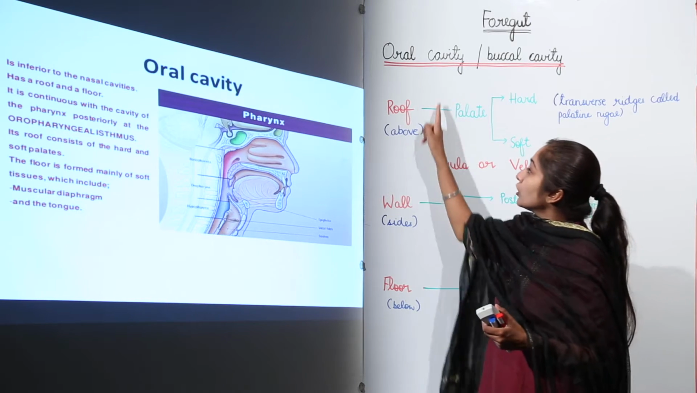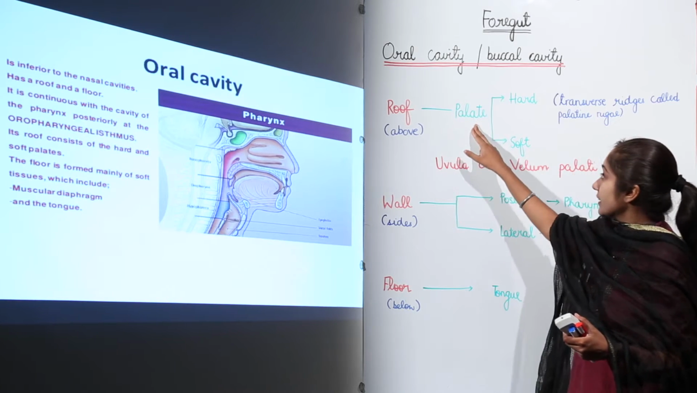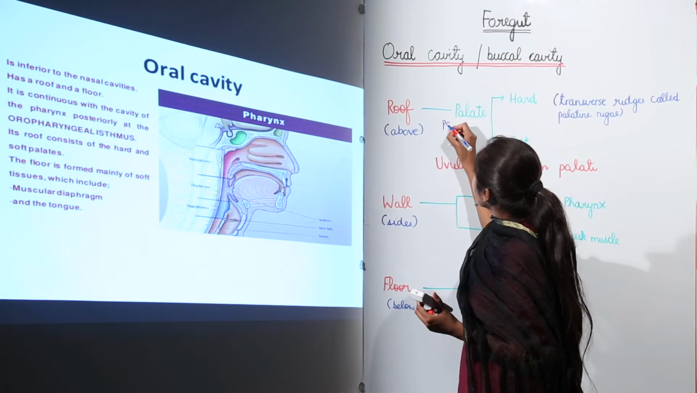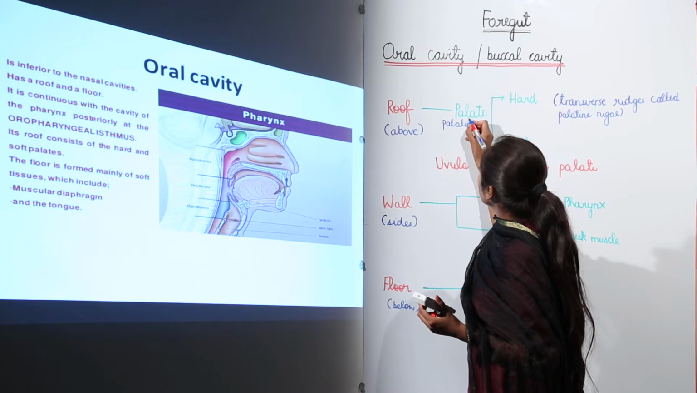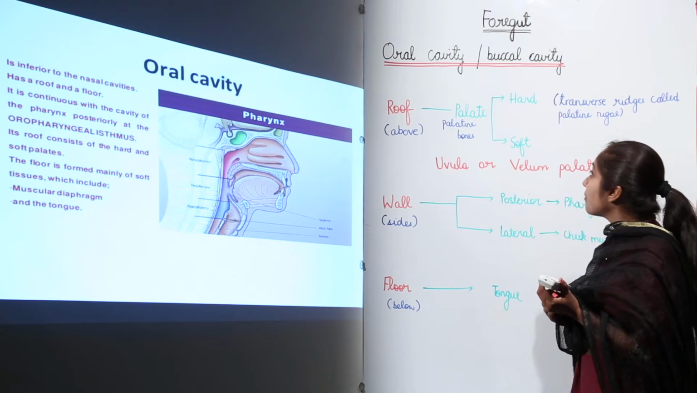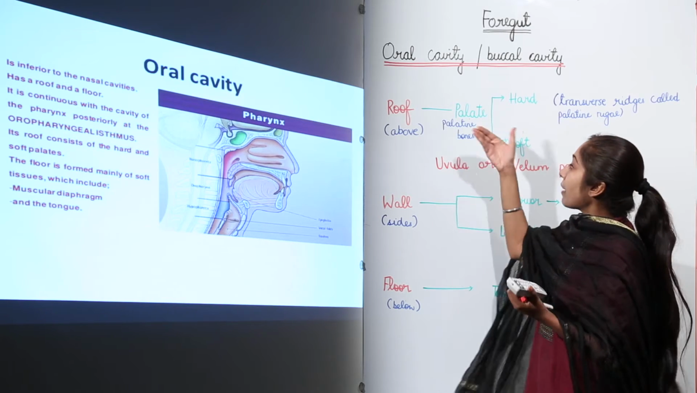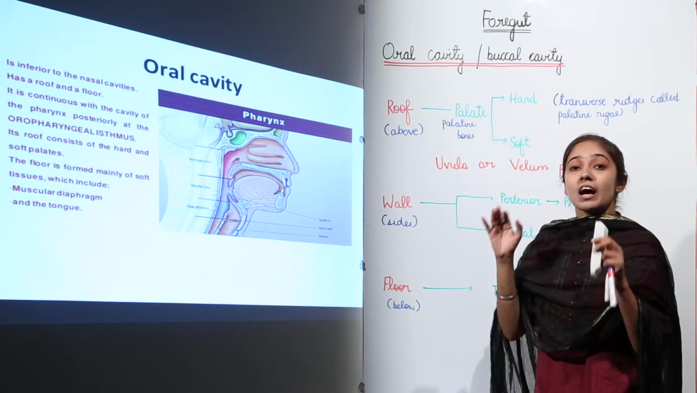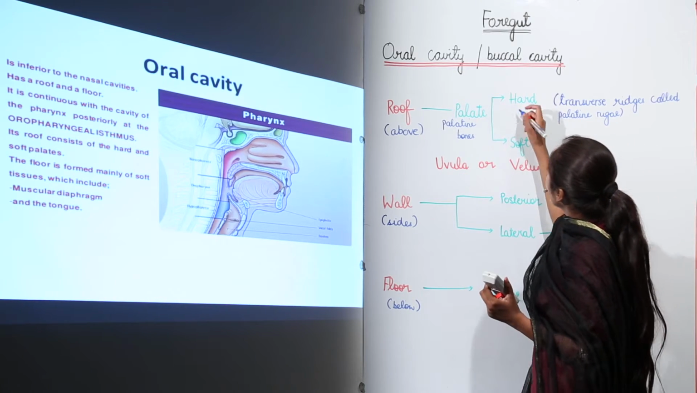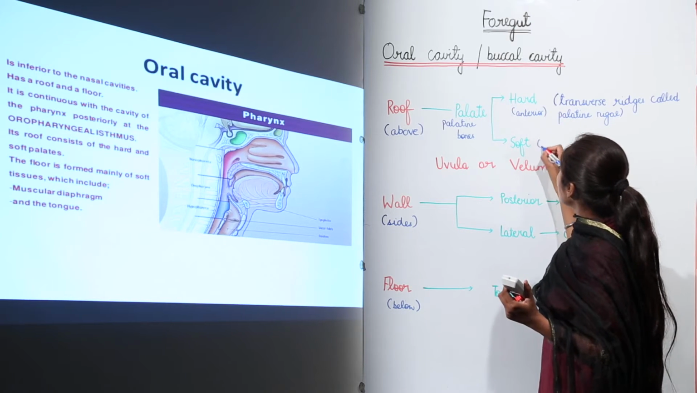Now let's talk about the roof of the buccal cavity first. Well, this roof is actually made of palate, right? This palate is made of what? The palatine bones. There are the palatine bones. So we have two types of palate. We have a hard palate and a soft palate. Now the anterior portion, the anterior palate, that is composed of the hard tissue, that is hard palate. So this is the anterior one, and this soft palate is the posterior one.